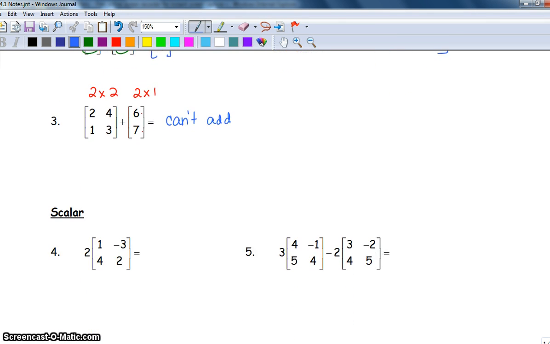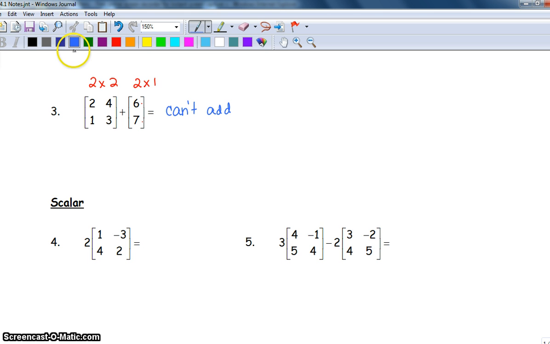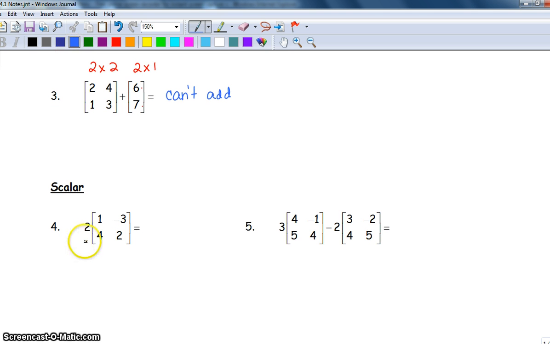Alright, let's move past adding and subtracting and talk about scalars. When we have a scalar, all we're going to do is amplify it or multiply it by that factor. I want to multiply this 2 by 2 matrix by a scalar factor of 2. And all I'm going to do is distribute that 2 in. So 2 times 1 gives us 2. 2 times a negative 3 is a negative 6. 2 times 4 is 8. 2 times 2 is 4. So I'm just distributing the 2, multiplying every entry by a factor of 2.